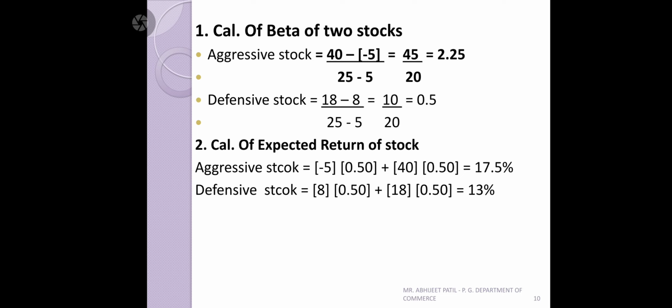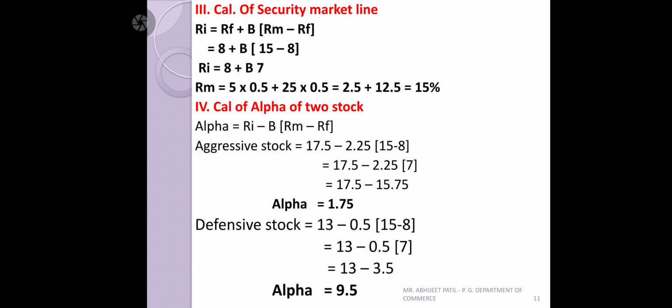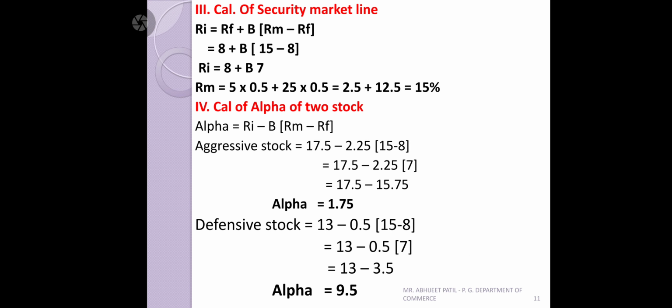Once we calculate the two questions, let's find out the third question. If the risk-free rate is 8%, what is the security market line? Before that, let's see how the security market line is calculated. As we know, you calculate the security market line with the help of the CAPM equation only. So what is the CAPM equation? RF plus beta into RM minus RF. RF is given in the question only.